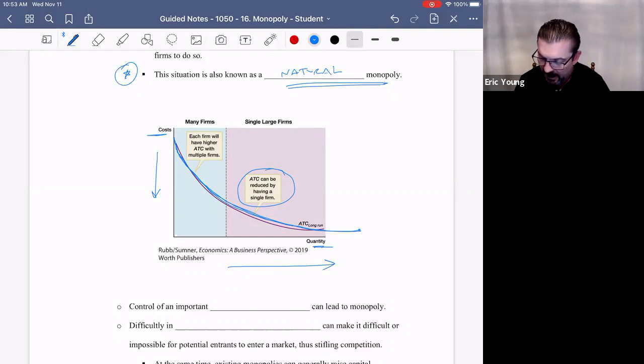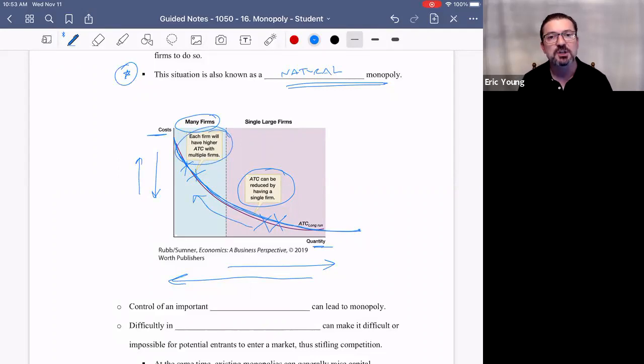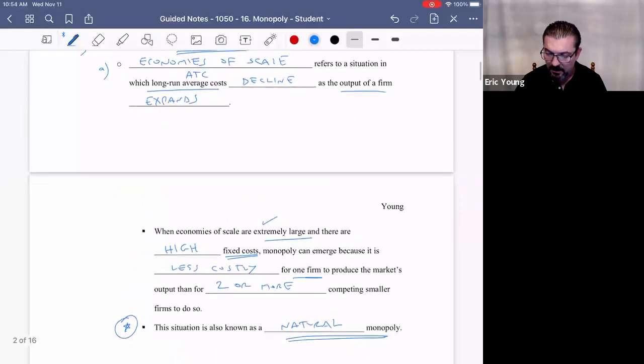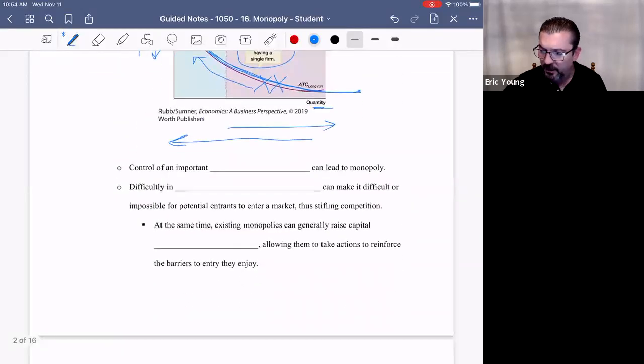Because think about the opposite. If instead you had many firms, you would be operating not down here on your ATC curve, but higher up here. You have more firms, those firms are splitting the market's output, each firm sells less, we're gonna be moving our quantity back this way, moving up the curve, and pushing our ATCs higher. And in fact, in a situation of economy of scale, having many firms will actually raise overall cost in the industry. And that implies usually that consumers have to pay higher cost. Okay. So our first and really important barrier, economy of scale.